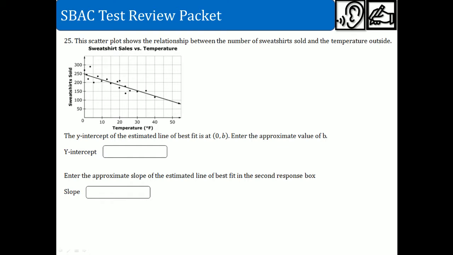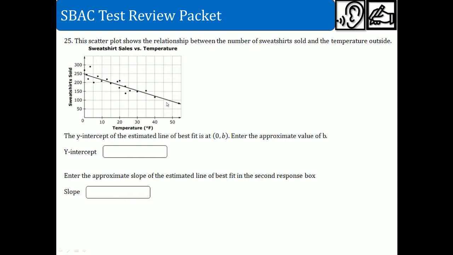We have number 25 on the screen. It says the scatter plot shows the relationship between the number of sweatshirts sold and the temperature outside. Notice that this has a negative linear relationship. It says the y-intercept of the estimated line of fit, which is this line here. Enter the approximate value of b, which is the y-intercept.